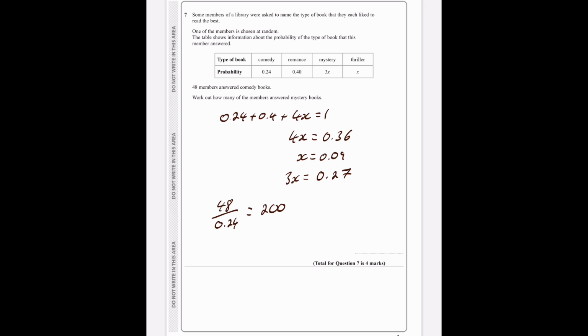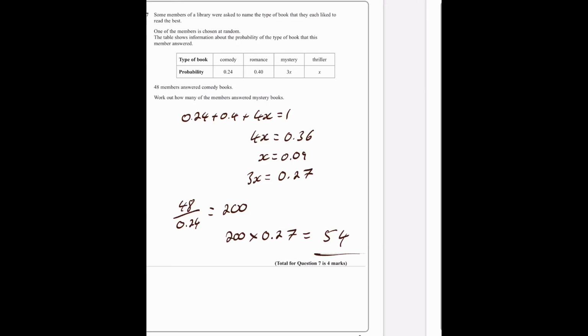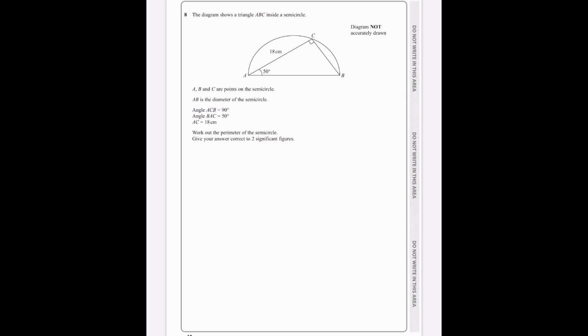By dividing 48 by 0.24, it works out the total number of books. In this case, it's 200, and so 200 times by the probability 0.27 gives us 54 mystery books in there.